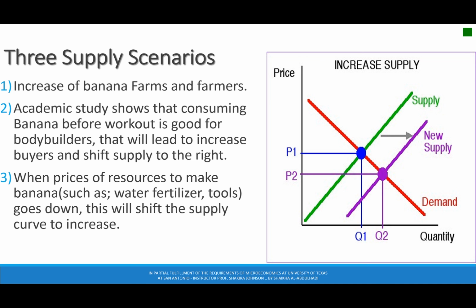The second scenario is like an academic study that shows that consuming banana before a workout is good for bodybuilders. That will lead to an increase in buyers and shift the supply to the right as well. In the third scenario, when the price of resources to make bananas, such as fertilizer and tools, goes down, that will affect the cost of production, which will decrease. This will shift the supply curve to increase.